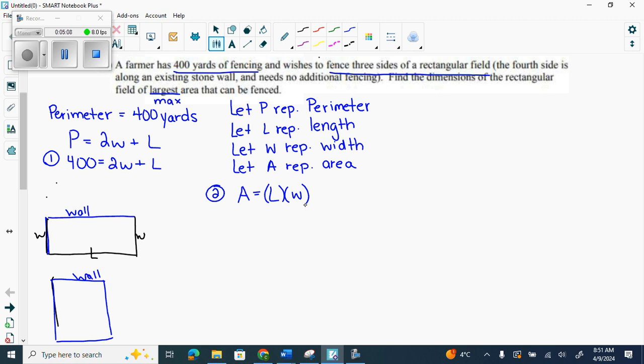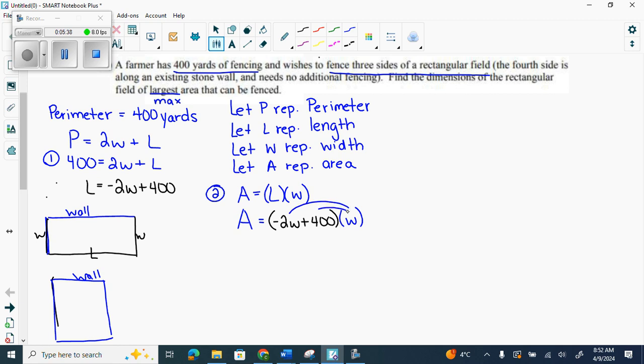Do you guys remember what we had to do? Isolate one of W or L in the column. So I'm going to isolate L because it's easier. So I get negative 2W plus 400, and it's going to go in for L. Negative 2W plus 400 times W. Then I have to distribute.